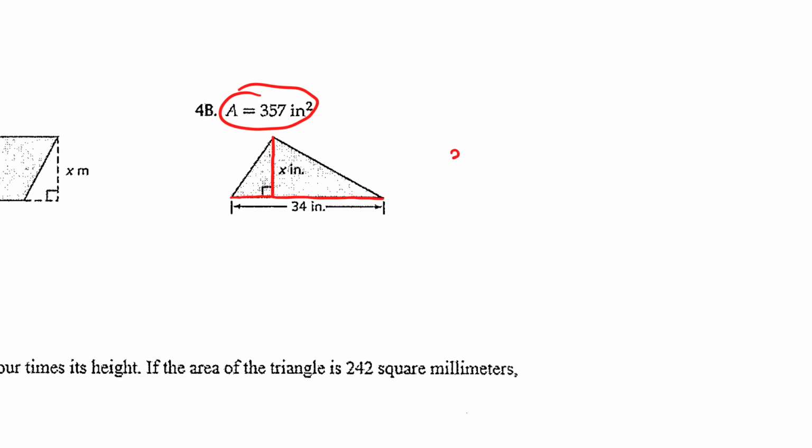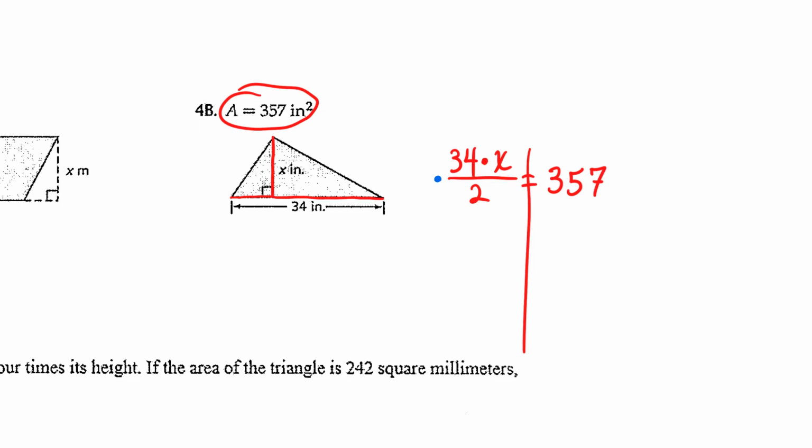All right, so here's what I'm going to do. I'm going to say base times the height divided by 2 equals the area. Base, which is 34, times the height, which is what I'm looking for, x, divided by 2 equals the area, which I know is 357. So this time, instead of knowing the height and the base and looking for the area, I know the area and I'm looking for this height. Okay? So to solve for x here, what do you think my first step is going to be?